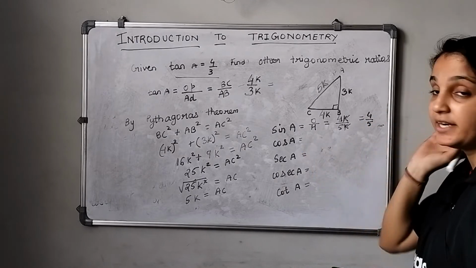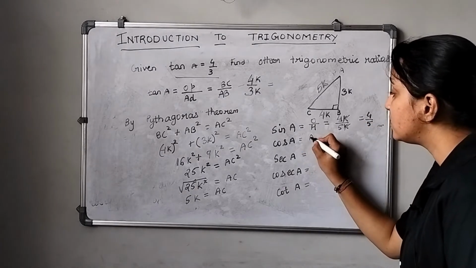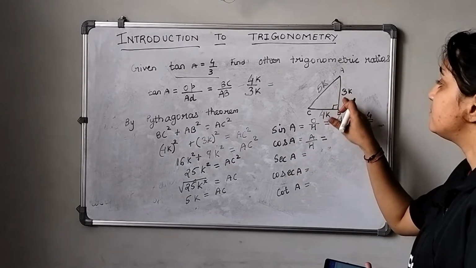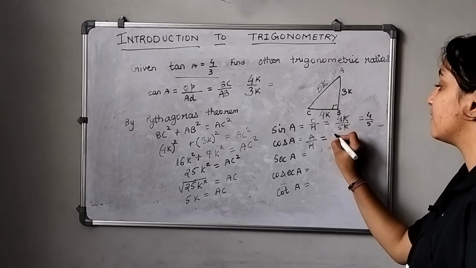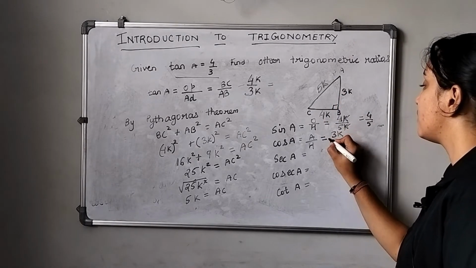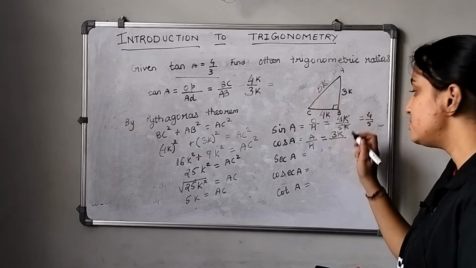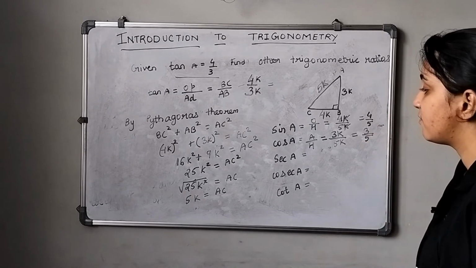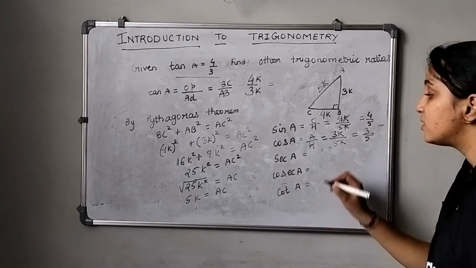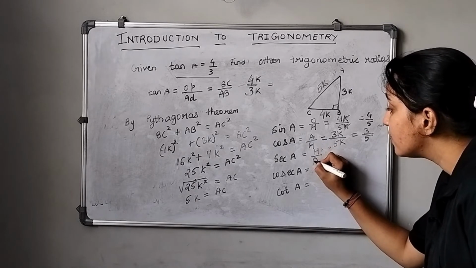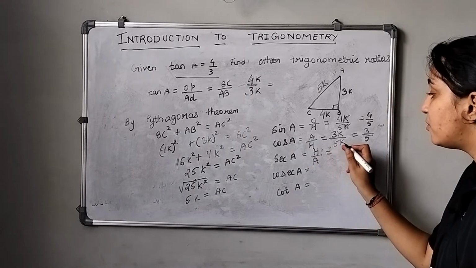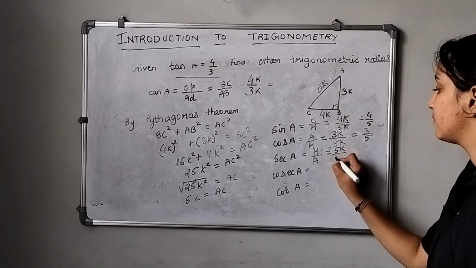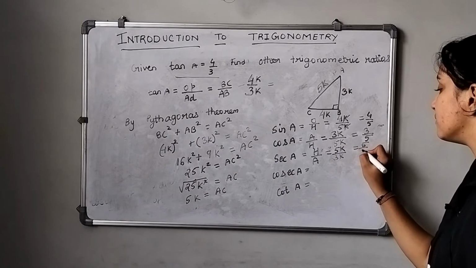Then what is cos of A? The definition of cos of A is adjacent upon hypotenuse. What is the adjacent side of A? That is which is connected to A. This is 3K. Then hypotenuse, what is hypotenuse? 5K. We have already seen this. So K gets cancelled. You have 3 upon 5. Then sec of A is what? Hypotenuse upon adjacent. What is hypotenuse? 5K upon what is adjacent of A? 3K. So this will be 5 upon 3.